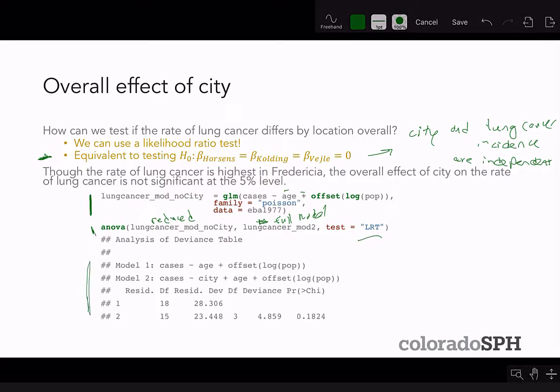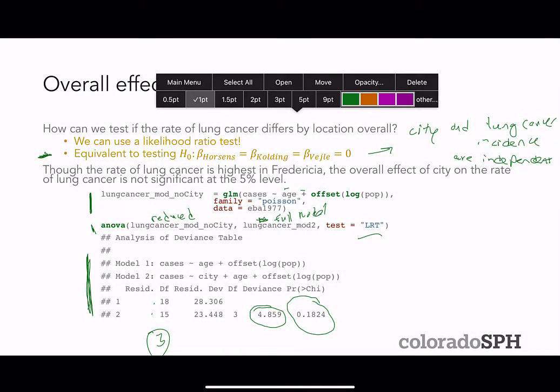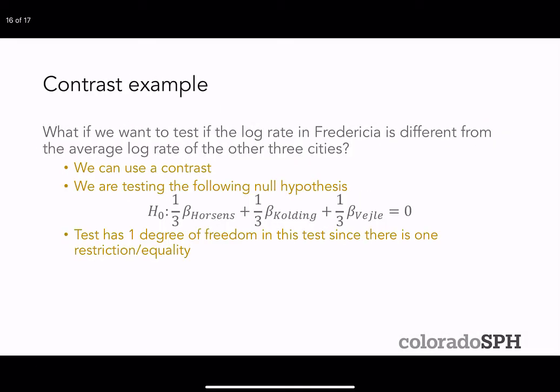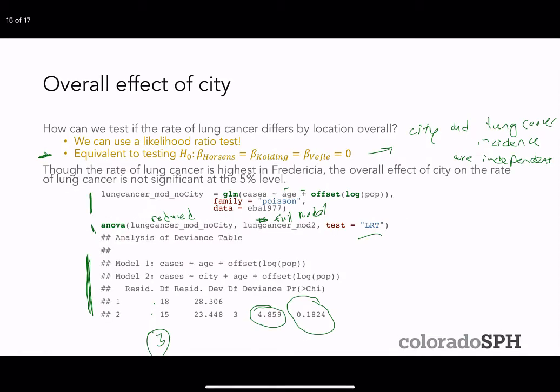This produces the following results, where the difference in the degrees of freedom for each of the 2 models is 3, and that's because there are 3 different betas. The test statistic will follow a chi-squared distribution, and it gives you a p-value, which in this case is not significant at the 5% level. So though the rate of lung cancer is highest in Frederica, the overall effect of city on the rate of lung cancer is not significant.